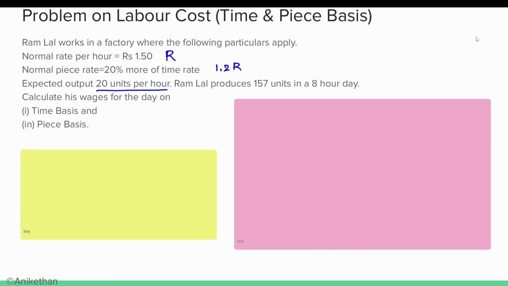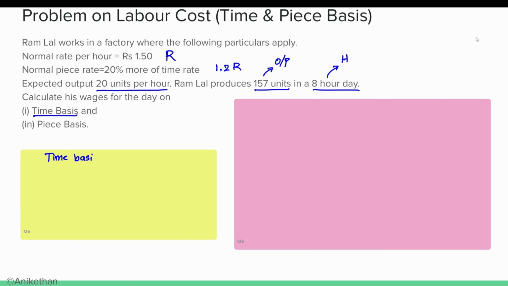So this is the standard. Ramlal produces 127 units in 8 hours a day. So this is the actual output, correct? And this 8 hours is nothing but actual hours. Calculate his wages for the day on time basis and piece basis.